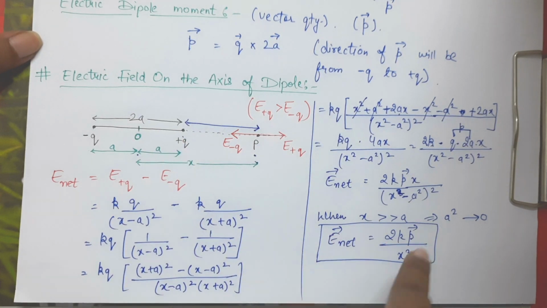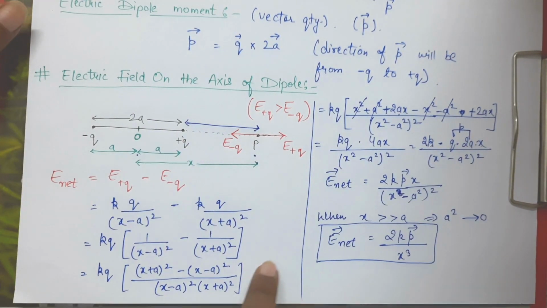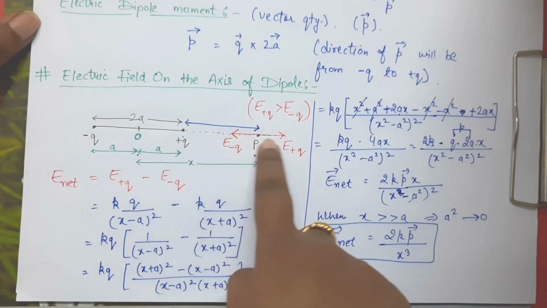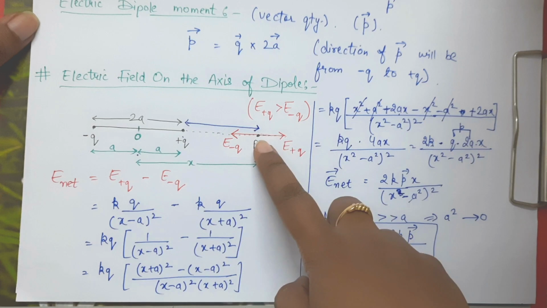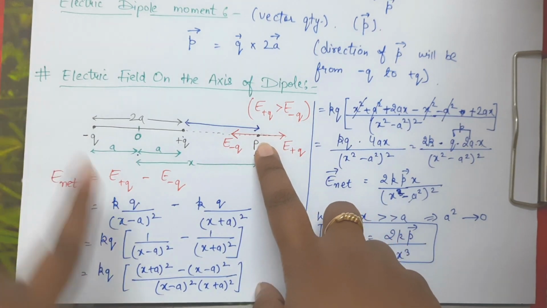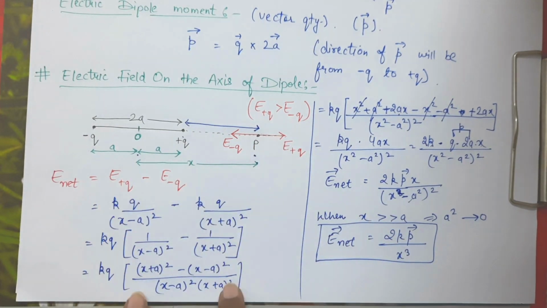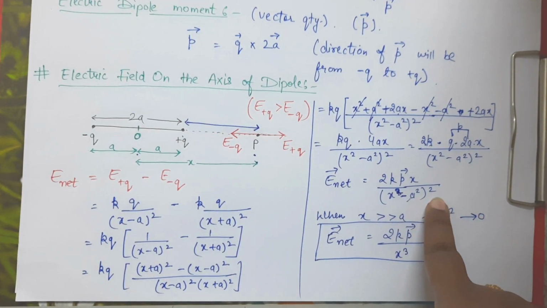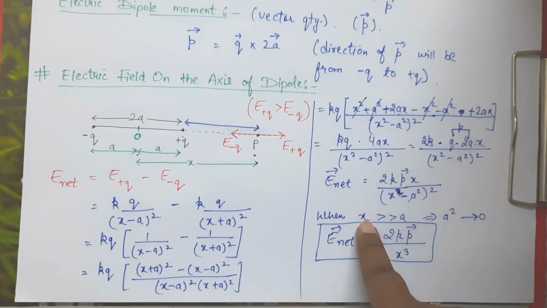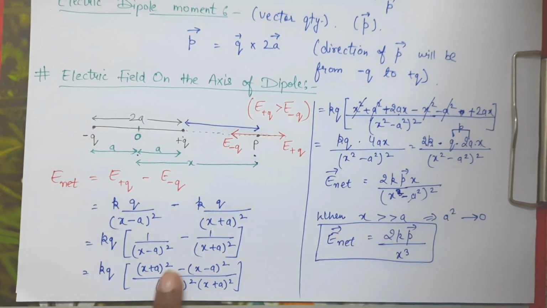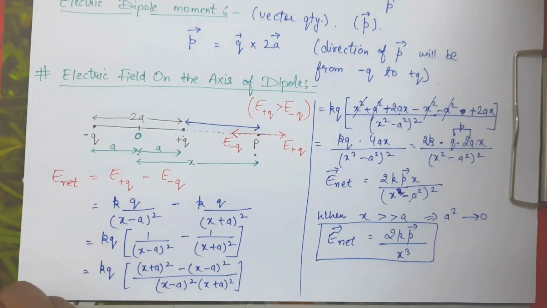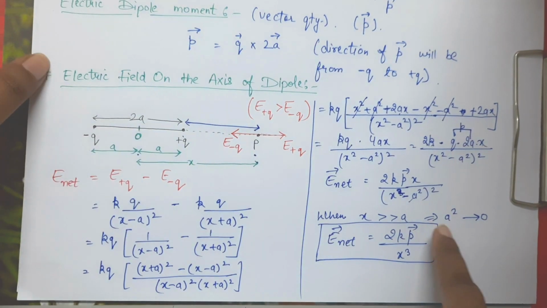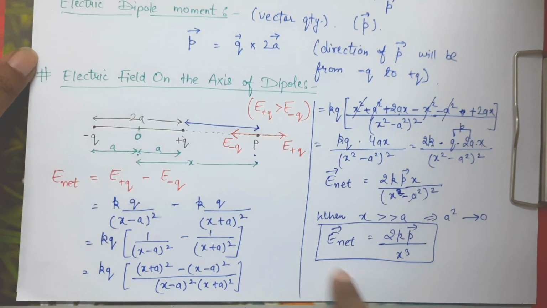So I hope this derivation is clear. We have not done much. What we have done is we have found the value of electric field at the axis of this particular dipole at any point P. We have just subtracted these two values of electric field, solved it, and got this part, right? After that we discussed that if x is much greater than a, which is usually the case in these dipoles because the distance between these two charges is usually very small, then E net will be equal to this part, right?